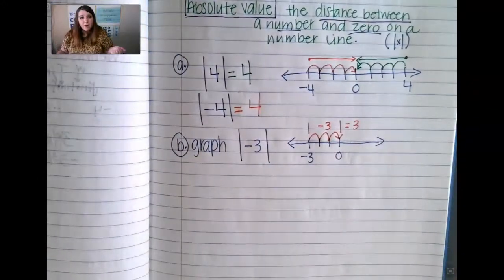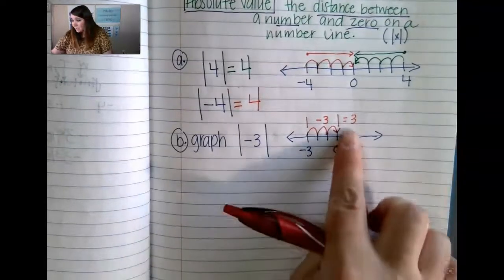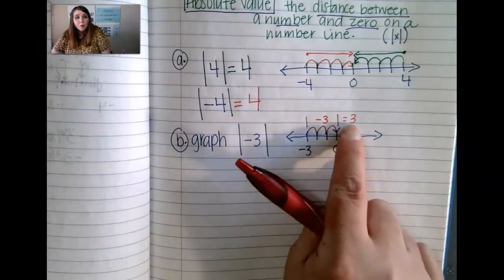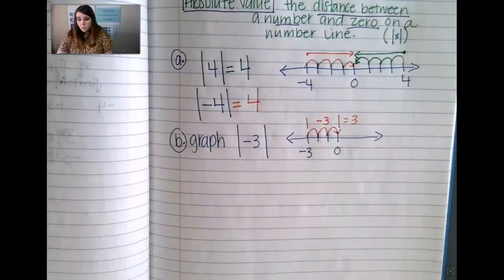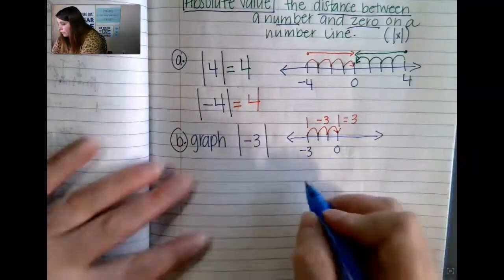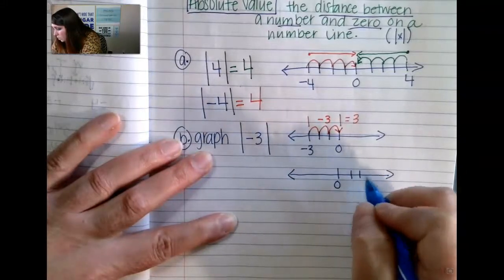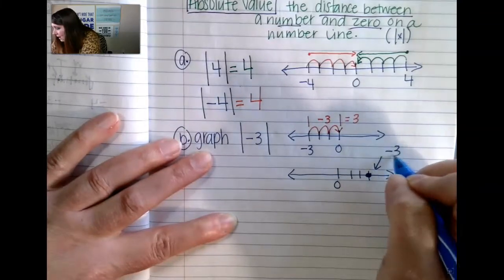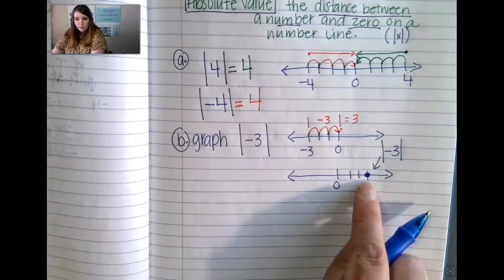Okay, but how do I graph it? Well, if I'm going to graph it on a number line, I'm just going to graph the 3 because the absolute value tells us how far away it is from 0. So when I graph it, I'm going to graph 3 places from 0. So here's my 0, 1, 2, 3. I would put it right here, and this is the absolute value of negative 3.